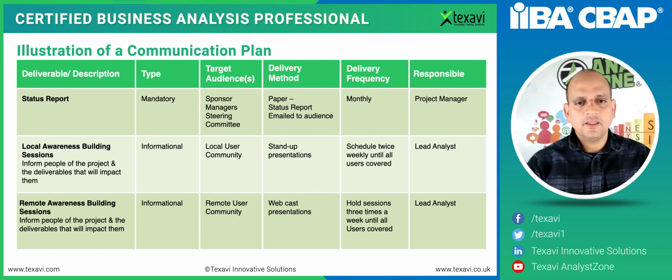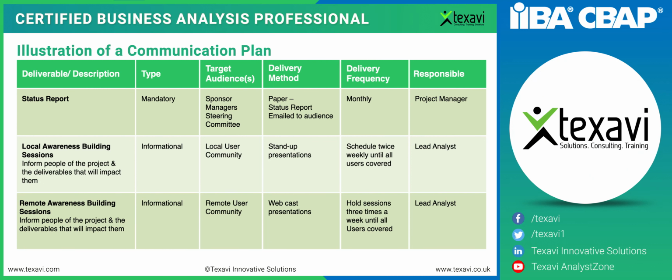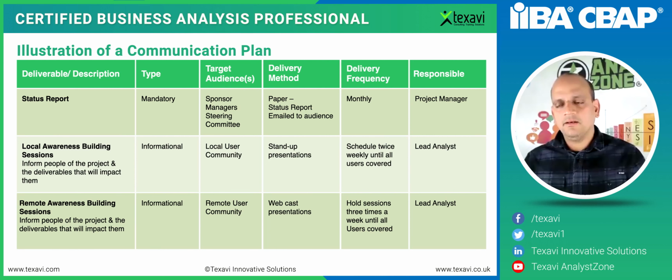A communication plan typically has a deliverable, its type, target audience, delivery method, and delivery frequency. This is common sense, right? So you know what it is. Take a status report. You send a status report mandatorily to the project sponsors and the managers. It could be sent in the form of a paper, or nowadays obviously it is emailed, monthly or weekly. Again, this is basically an example of a typical communication plan.